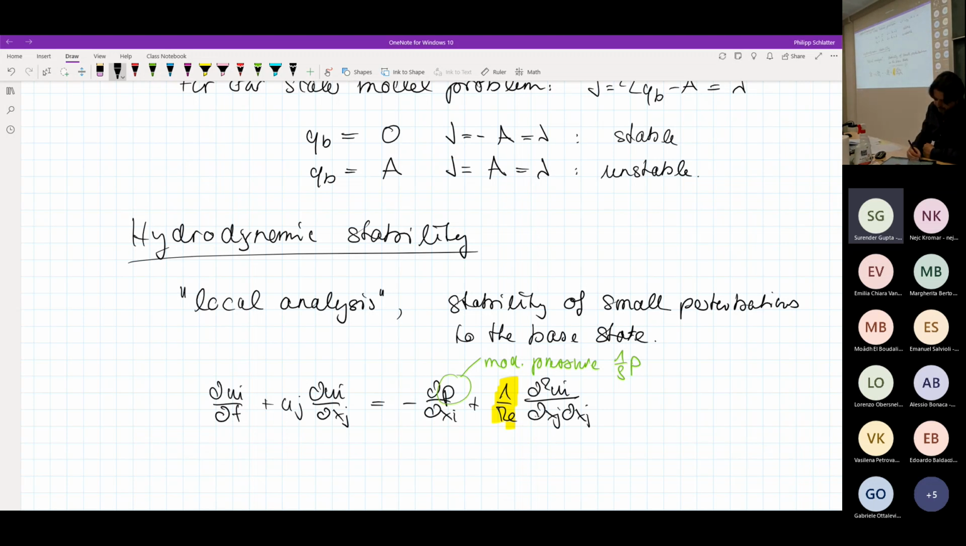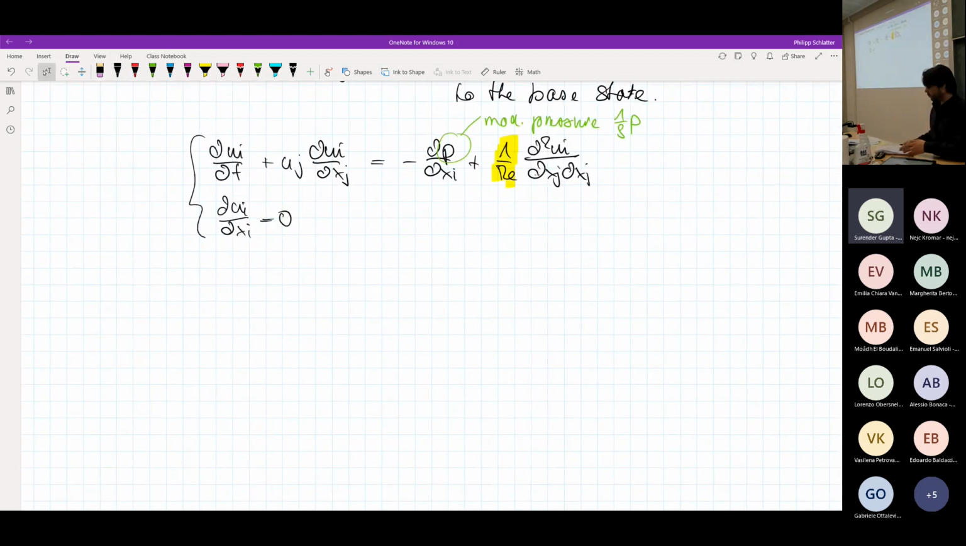Okay, and of course to make the system complete, I also need to have the continuity equation. So something like that. So this here is now the system of equations that I would like to look at. Now, of course, the problem is this is nonlinear. We have the nonlinear term here. So that means we actually need to do the following.